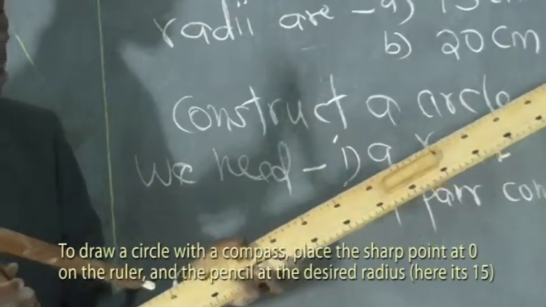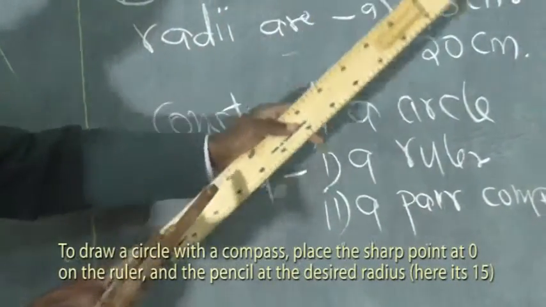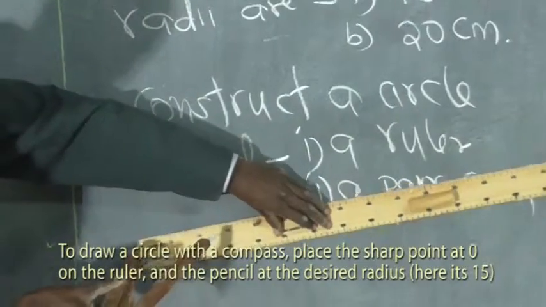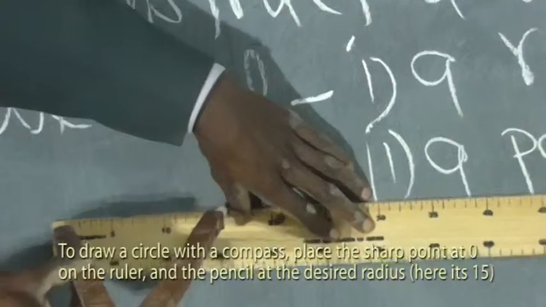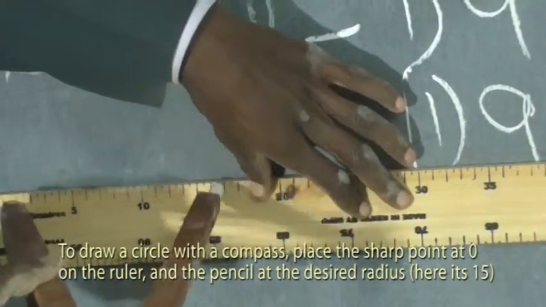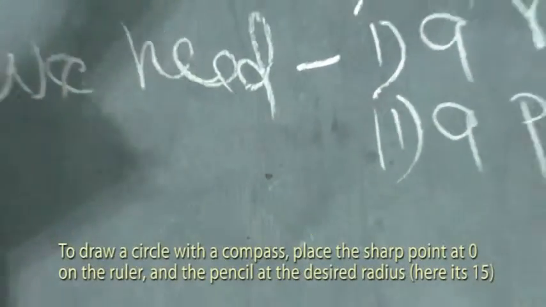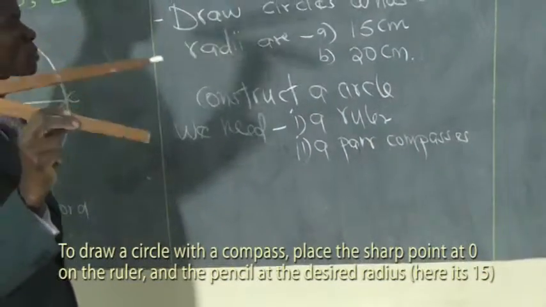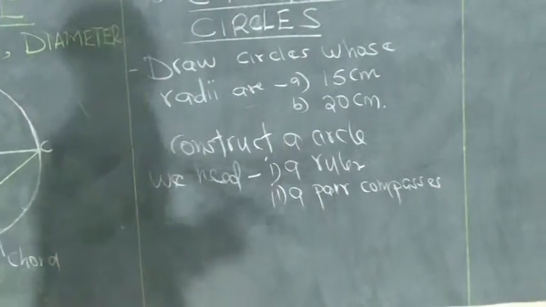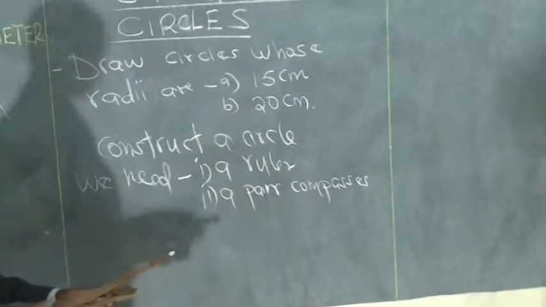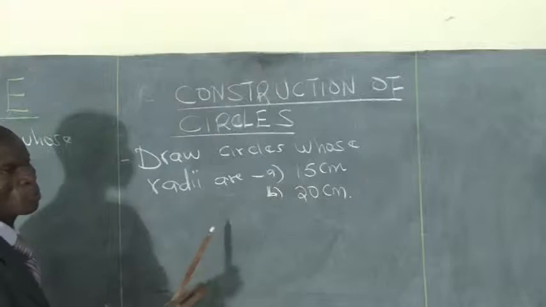Then extend the other end to 15 centimeters. So I'll place the ruler like this, then extend the other end to 15 centimeters. So as you can see, this is the radius, that is 15 centimeters. So I want to draw a circle whose radius is 15 centimeters. So after identifying the radius, I will take my pair of compasses. Now where the pair of compasses touches the board, that marks the center of the circle to be drawn.